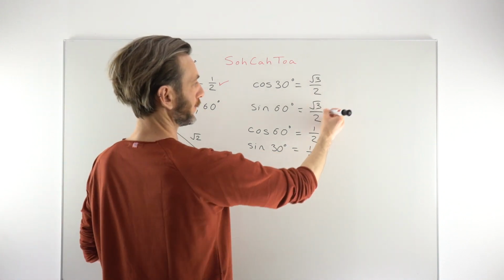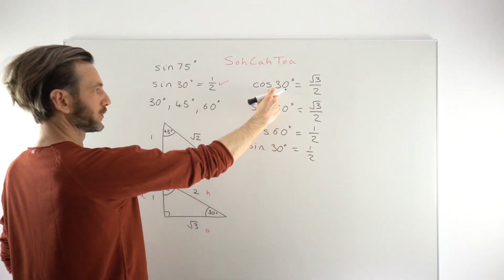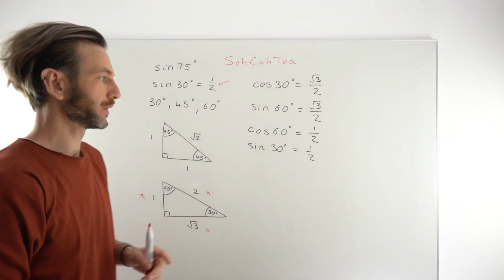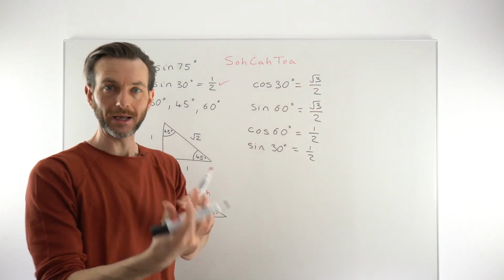So we've got the same result there. One is for cosine of 30, sine of 60, and then the same kind of thing going on here. That is always useful to remember, that that kind of pattern exists.